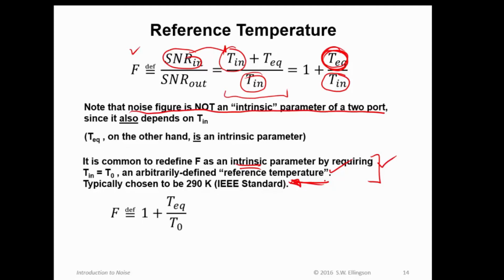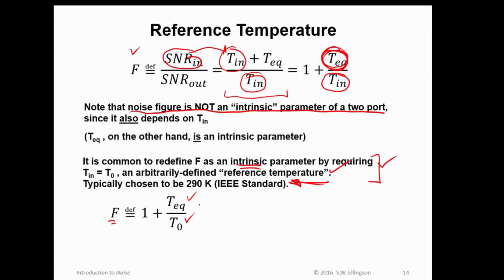So now I can rewrite noise figure as 1 plus TEQ over the reference temperature, and then I have to say what the reference temperature is. So let me roll this up for you one more time. TEQ, the equivalent noise temperature, is intrinsic. You need to know nothing else to know what that means.